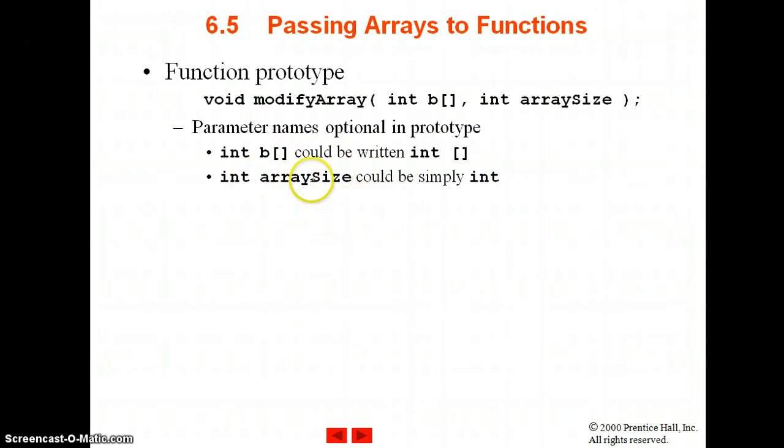So for a function prototype, generally we have a data type of the function, the name of the function, and in brackets we write the arguments of the function. In this case we have written a function argument as an array. Void is the empty data type, modifyArray is the name of the function, and in brackets int b[] is the name of the array which we are passing to this function, and int arraySize is another argument which passes the size of the array to the function. So b is the name of the array and it is the first argument in the function.